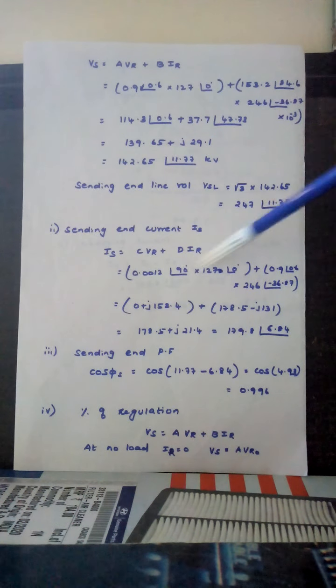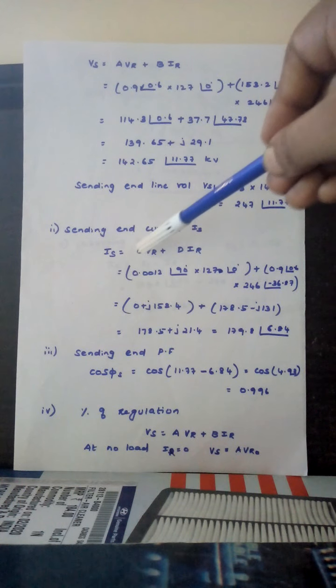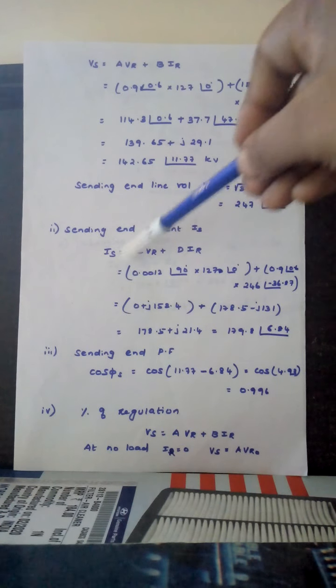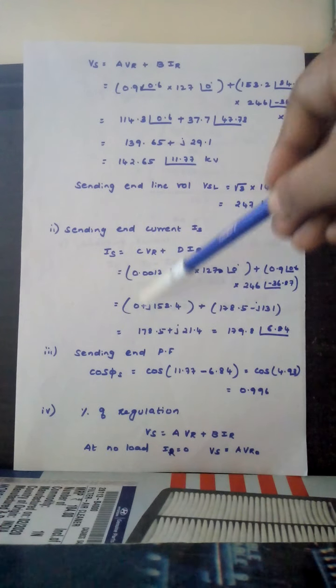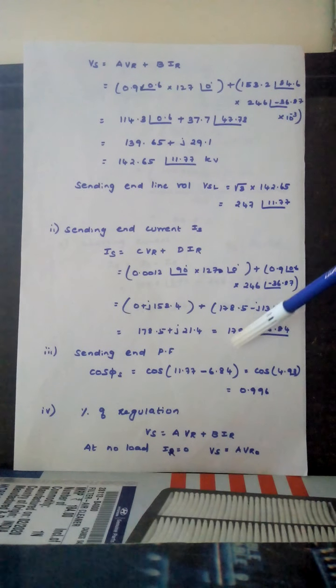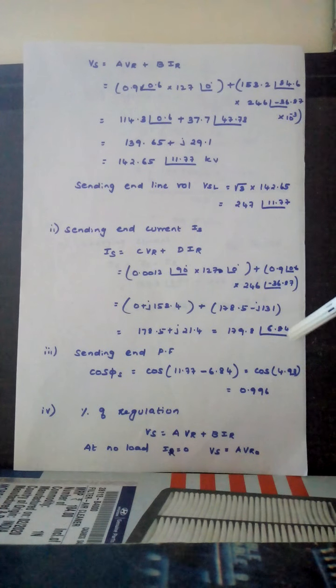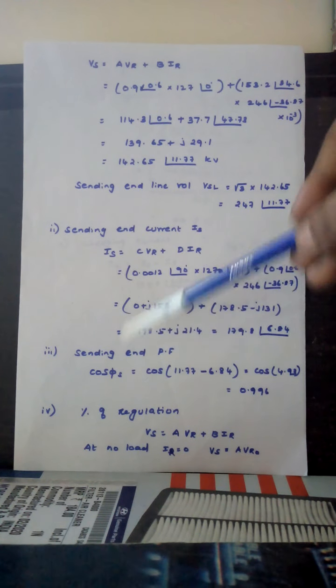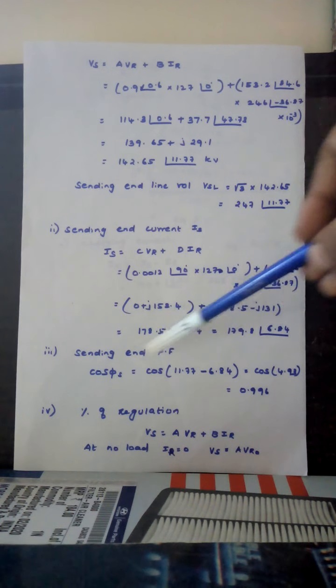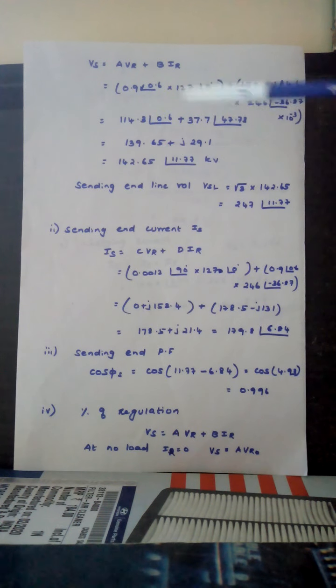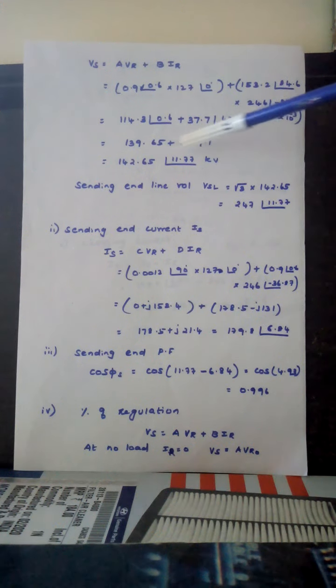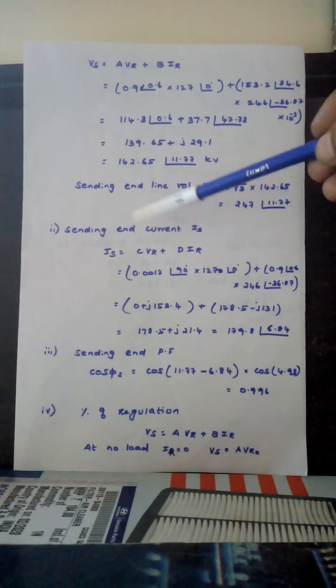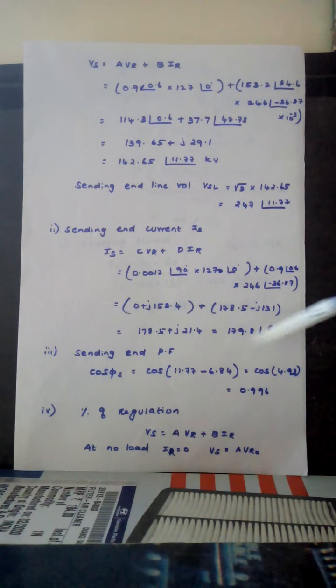Similarly we have to find out the sending end current. So Is can be found out by C into Vr plus D into IR. C value, Vr value, D and IR, all the values we know. If we are substituting, we are getting 179.8 at an angle 6.84. Next one we are finding out the sending end power factor, that is cos phi s. That is the phase angle between the sending end voltage and the sending end current. Sending end voltage angle is 11.77 and sending end current angle is 6.84. So that is cos of 11.77 minus 6.84, we are getting 0.996.